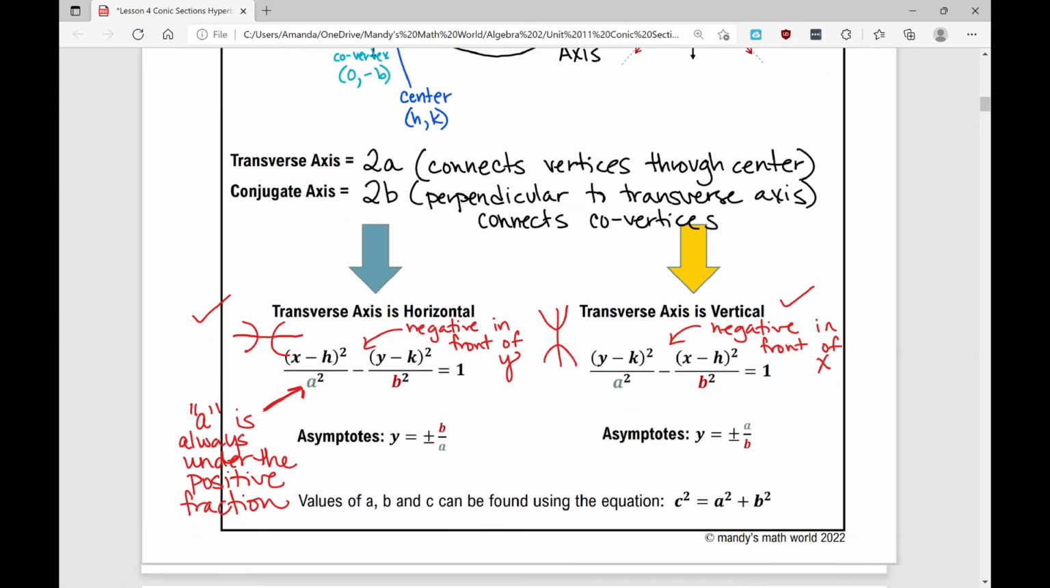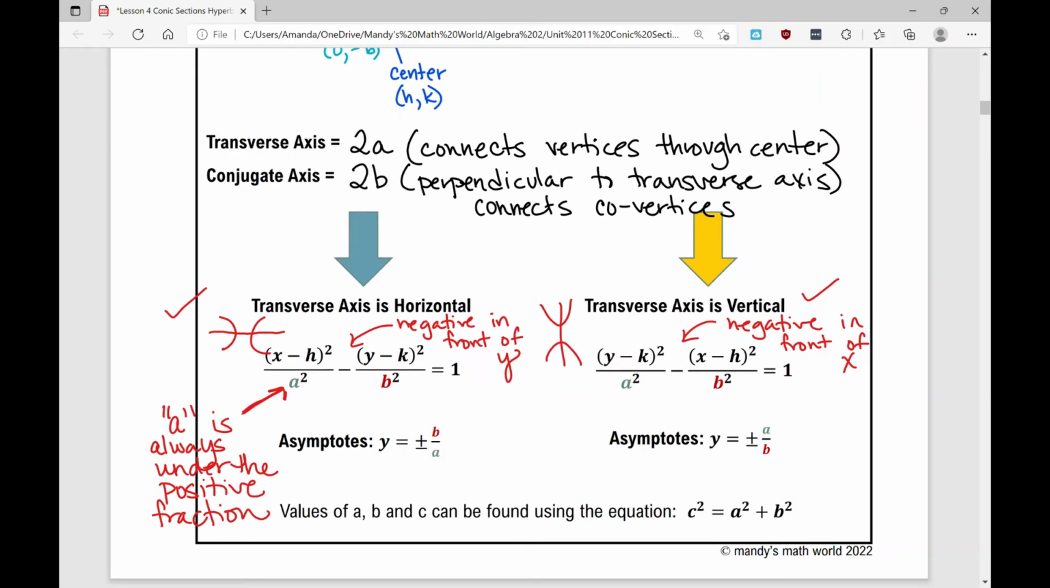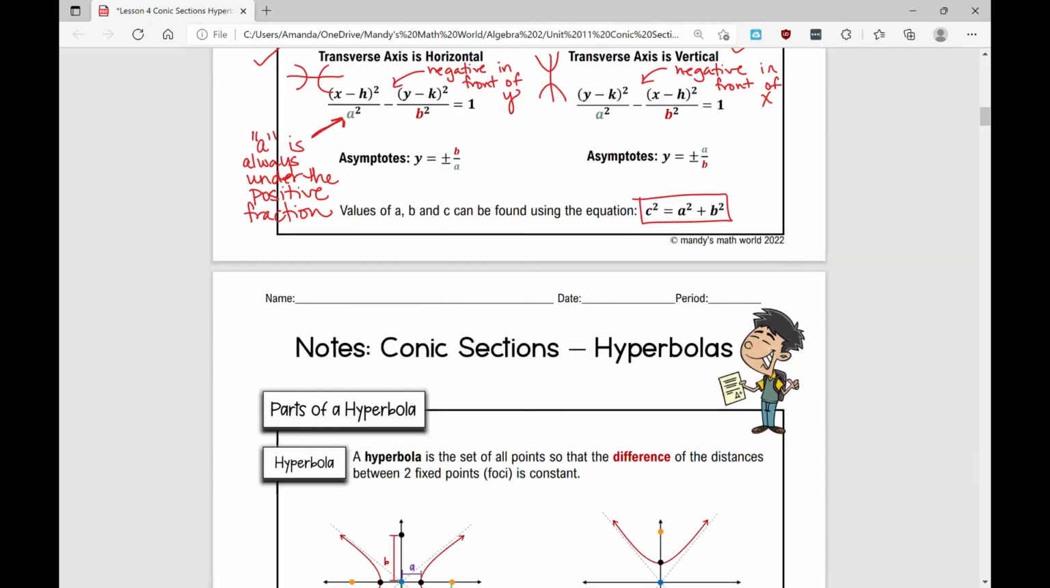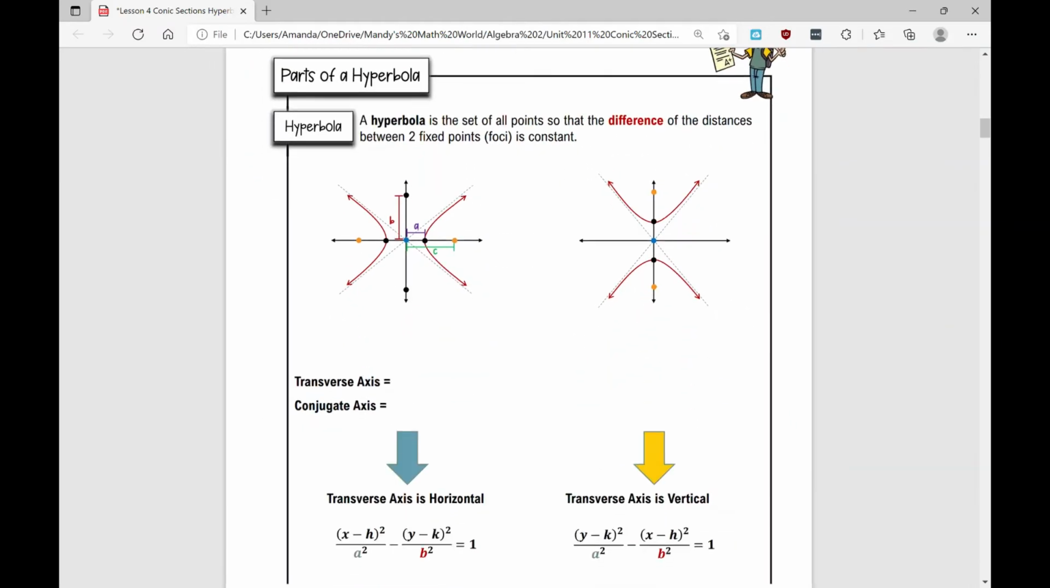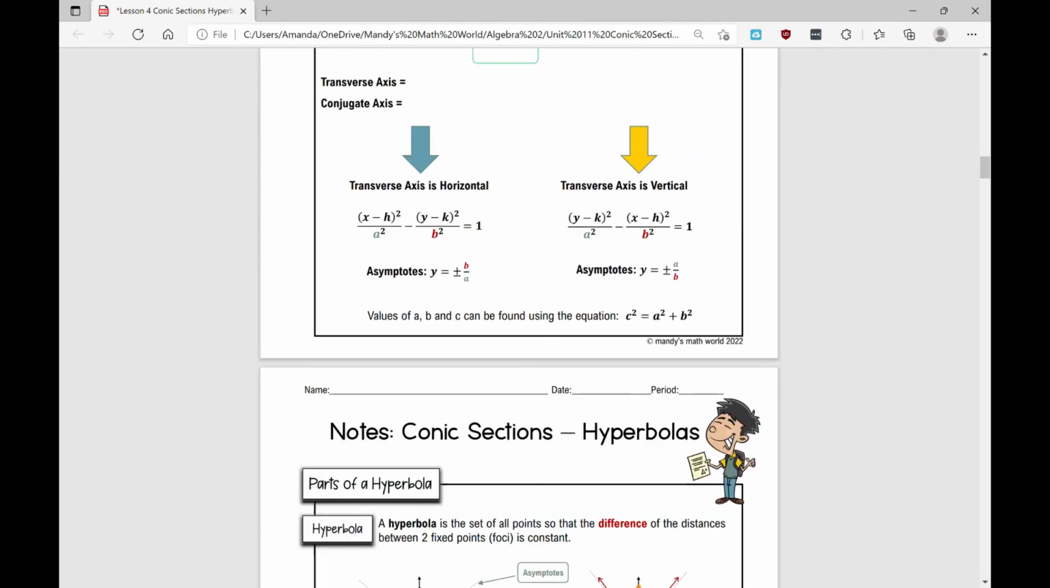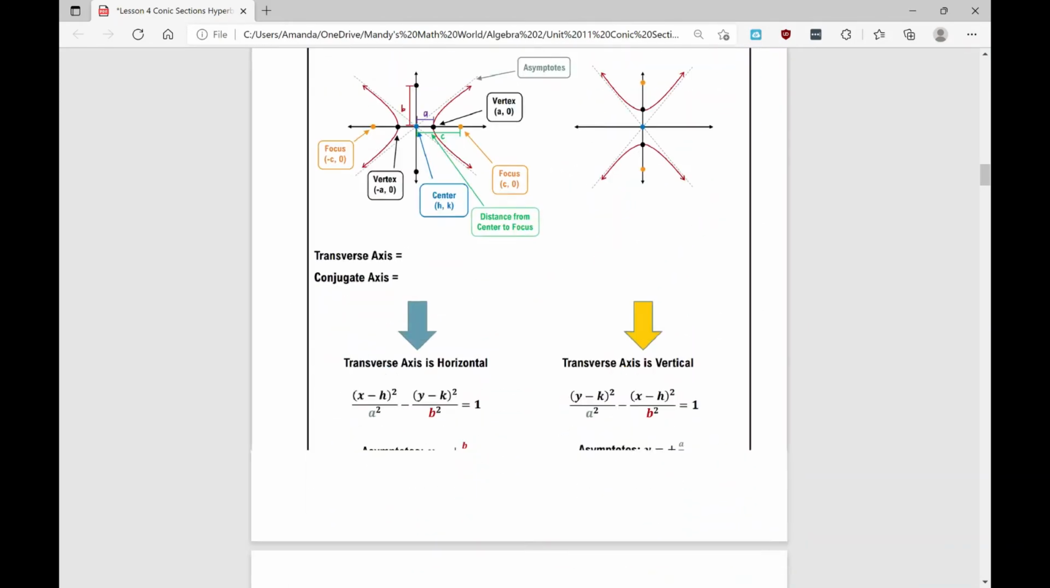The last thing that I want to talk about on this page is how A, B, and C are related. A, B, and C are related using this equation: C squared equals A squared plus B squared. So just keep that in mind, right? When we're writing hyperbolic equations, we need an A value and a B value, and we're not always given that information. So this handy equation will help us find those values. In your notes, I give options to label parts of a hyperbola like this. There's lots of options here.